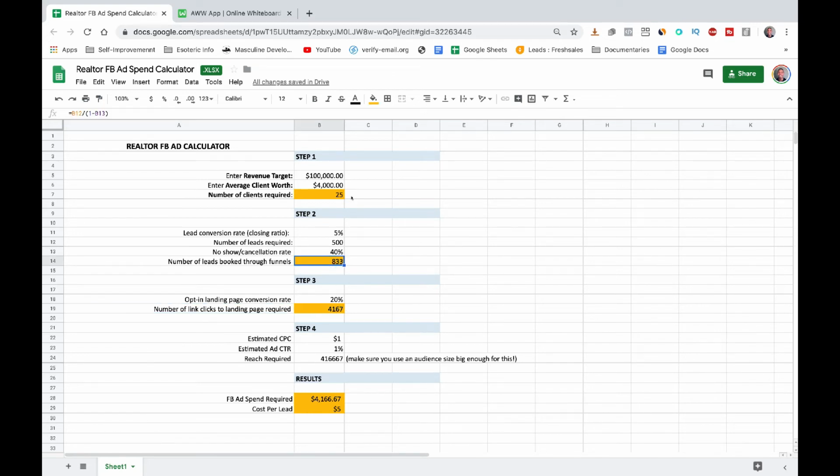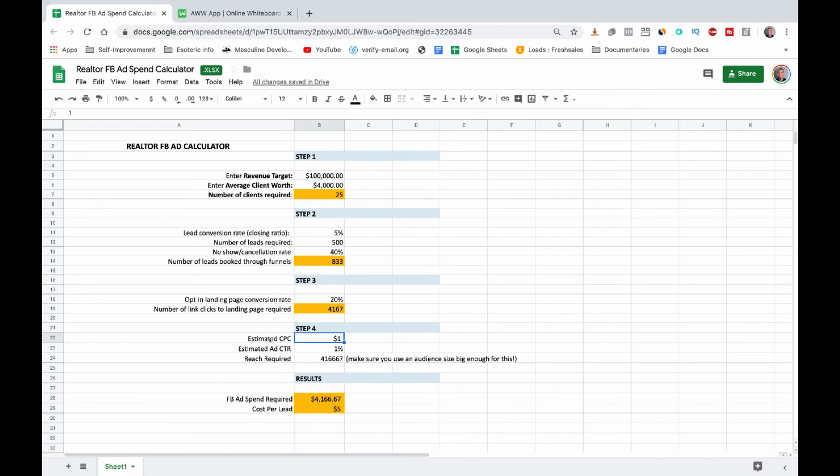So understand that we basically reverse engineer this whole process. We first look at how many clients you need, then we look at how many leads you need, then we look at how many clicks are needed in order to get this amount of leads. And then the fourth step is that now we need to look at your cost per click. So cost per click is basically how much it costs us to get that specific click.